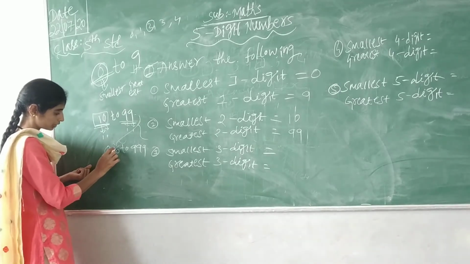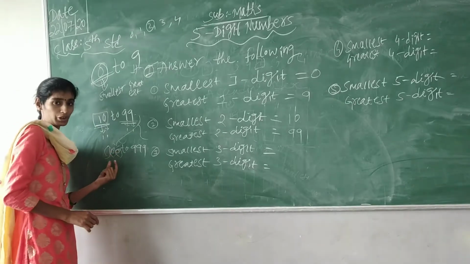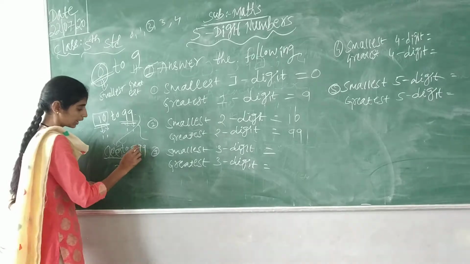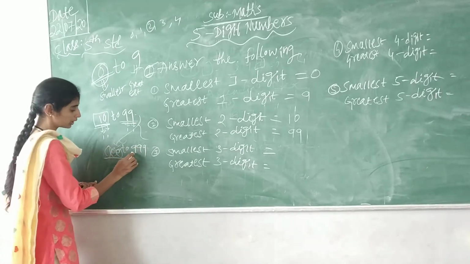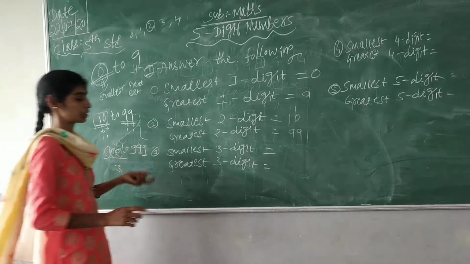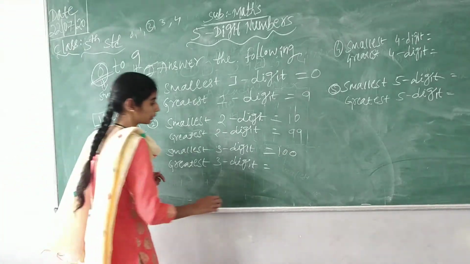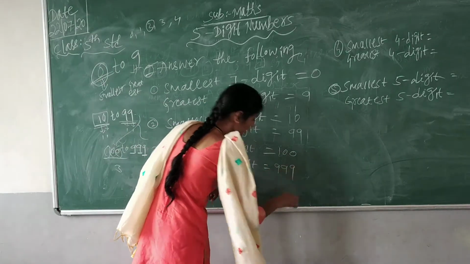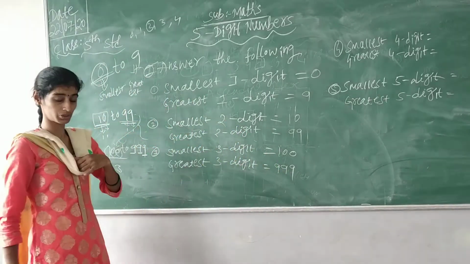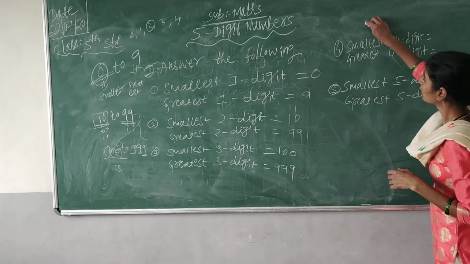So 1 is 1 digit, 0 is again 1 digit, and the other 0 is one more digit. So how many digits are there in 100? 3, yes or no? Again in 999 how many are there? 1, 2, 3. So the smallest 3 digit number is 100 and the greatest 3 digit number will be 999. So children, can you tell after 999 what number is going to come? Yes, it is 1000.